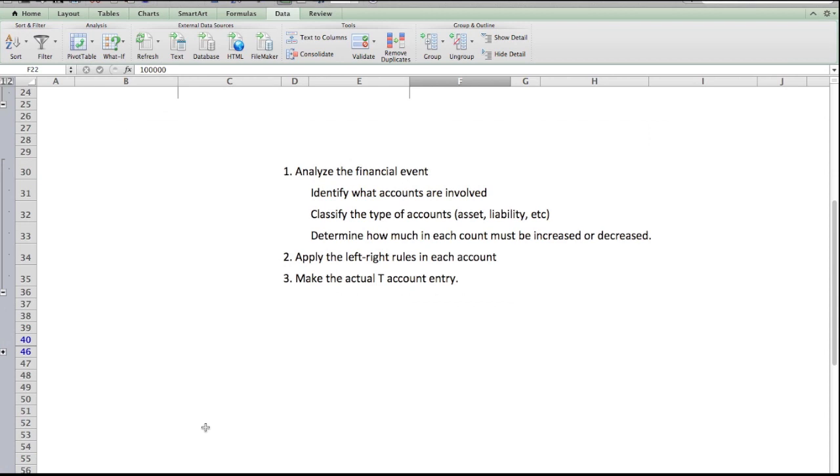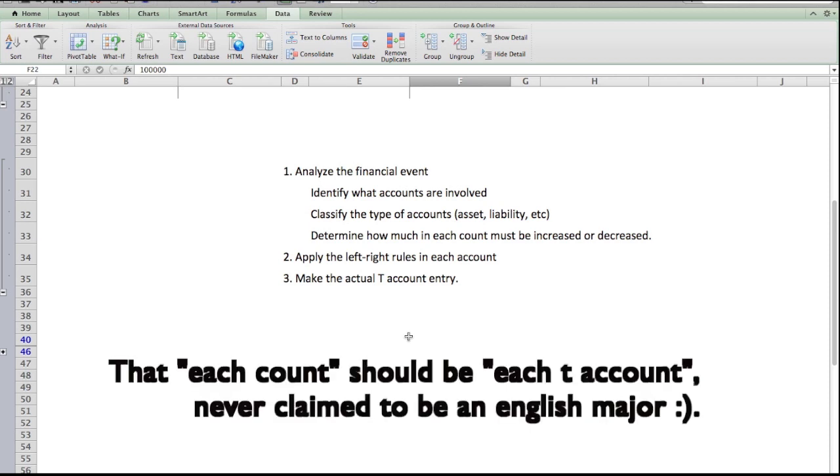When you do a business transaction, there's a three-part process to determine how to do the T account. First, you have to analyze the financial event. You identify what accounts are involved. Second, you classify the type of accounts. Is it an asset, a liability, or owner's equity? Sometimes you might have a revenue and an expense and it never hits something else. It just all depends on the situation. Third, you determine how much in each T account must be increased or decreased. Like I said, a two T account equation is the most basic. Sometimes you could have a dozen T accounts in one transaction.